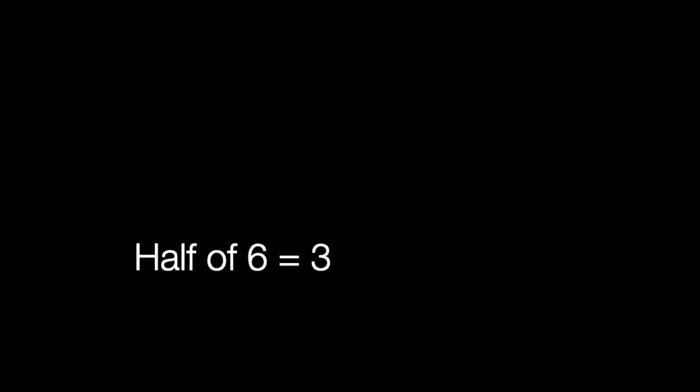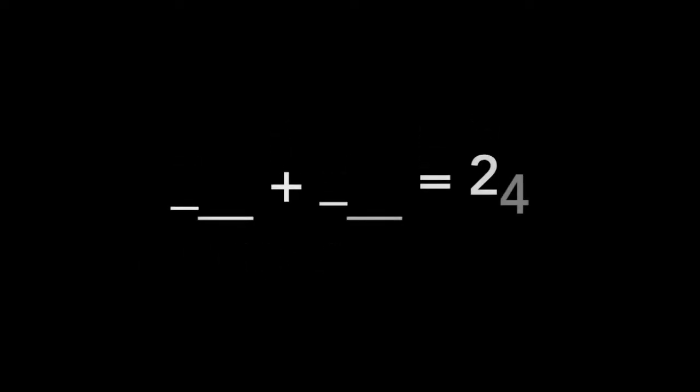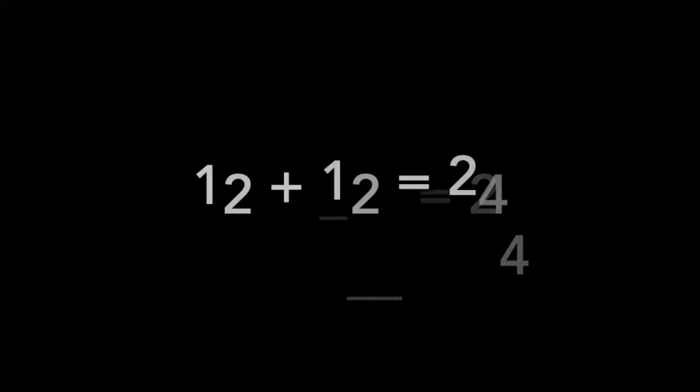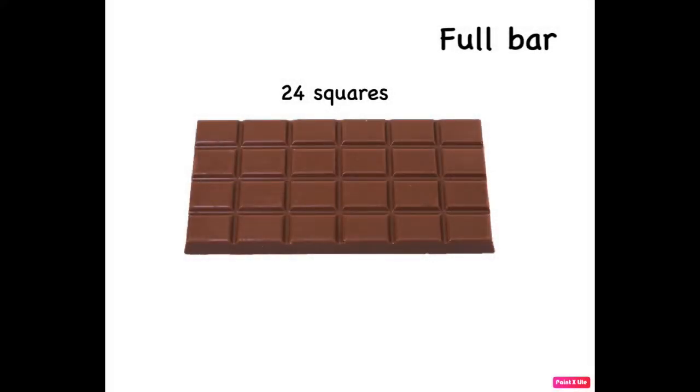For example, 1 + 1 = 2. And if 1 + 1 = 2, then half of 2 is 1. 2 + 2 = 4. Then half of 4 is 2. 3 + 3 = 6. Then half of 6 is 3. So what plus what equals 24? Well done! 12 + 12 = 24. So when we divide this bar, there must be 12 squares on either side.